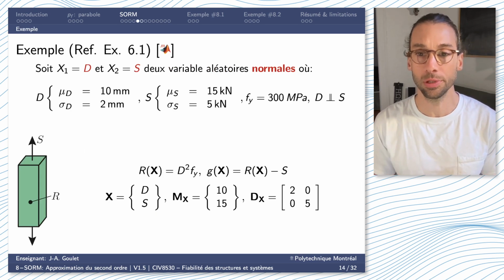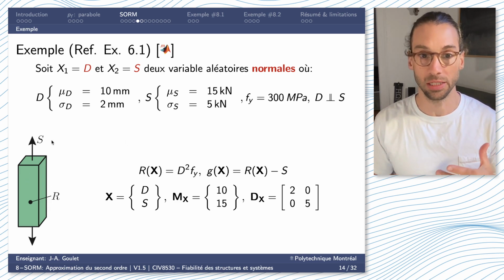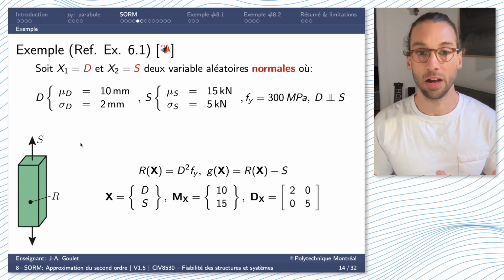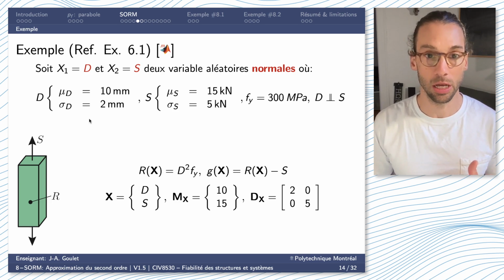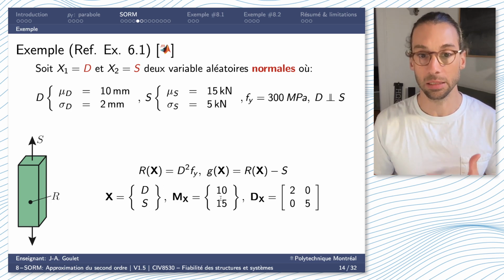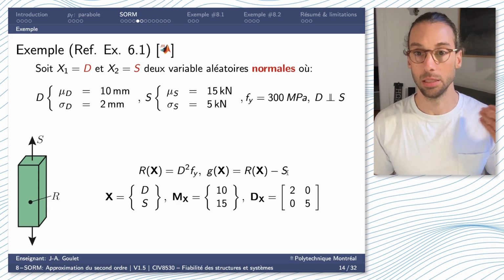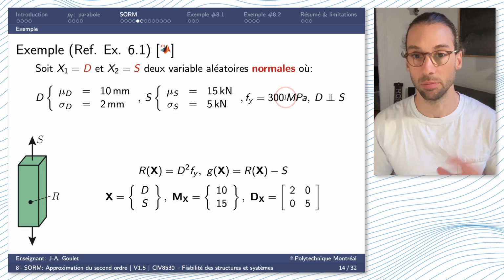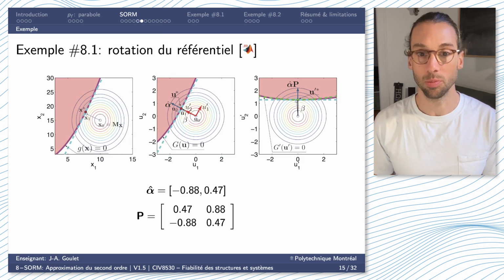So if we look at an example, the same example we saw in module 6 for FORM, I have this bar subject to a tensile force S and a resistance R, defined by the cross-section D of my bar multiplied by the yield stress. D and S are independent. I have here the mean and standard deviation for each random variable. I have my two variables D and S, my mean vector, my standard deviation matrix. I have my limit state function R of x minus S, where R of x is D squared times f of y, where f of y is simply deterministically known. I assume that both random variables are Gaussian for simplicity.